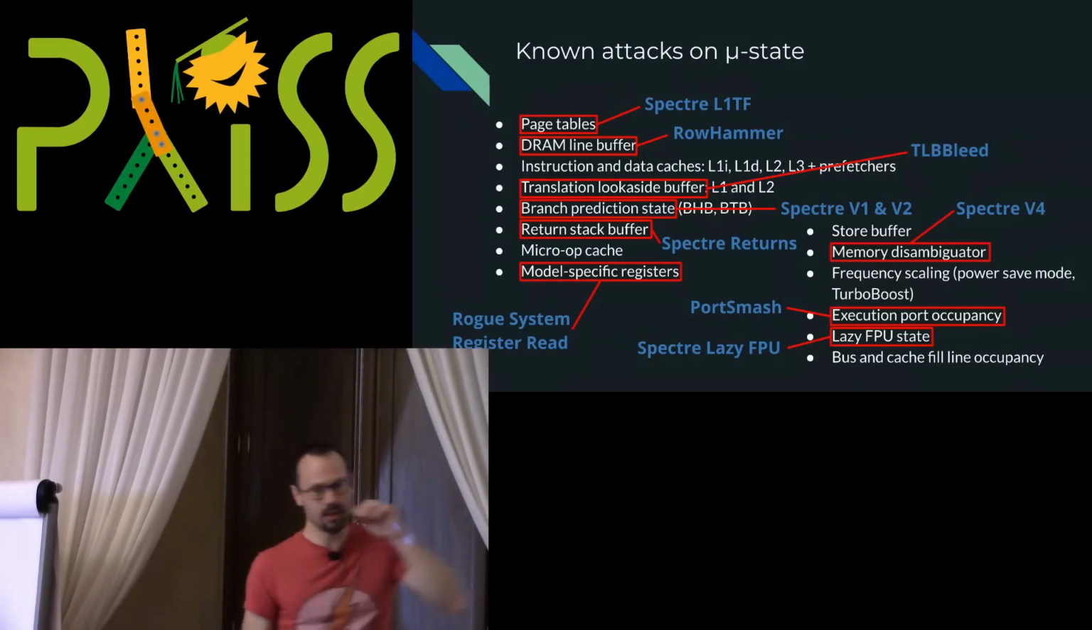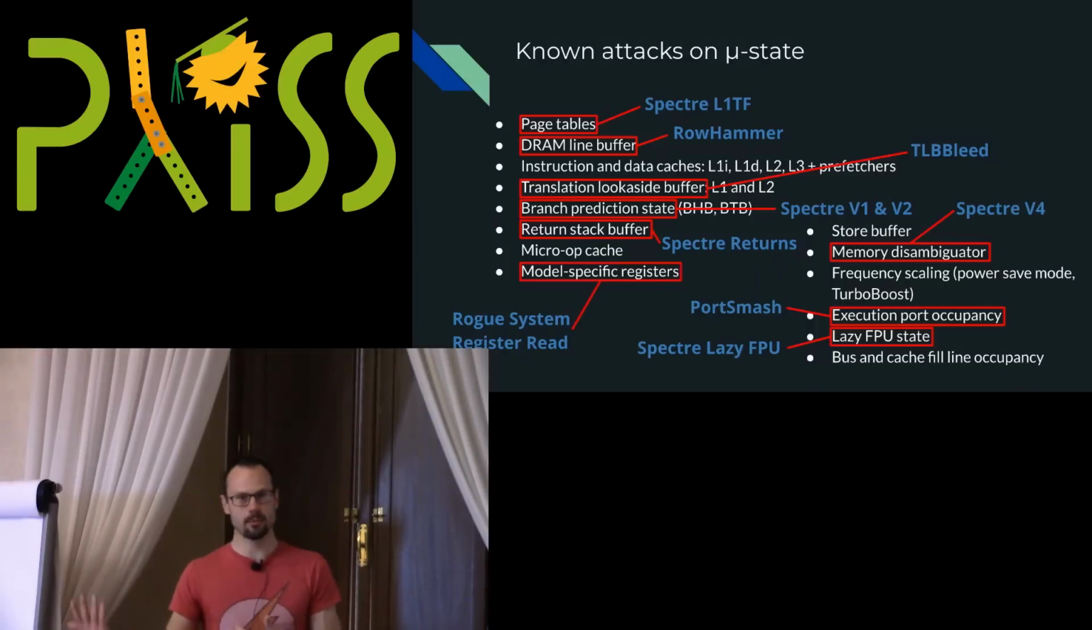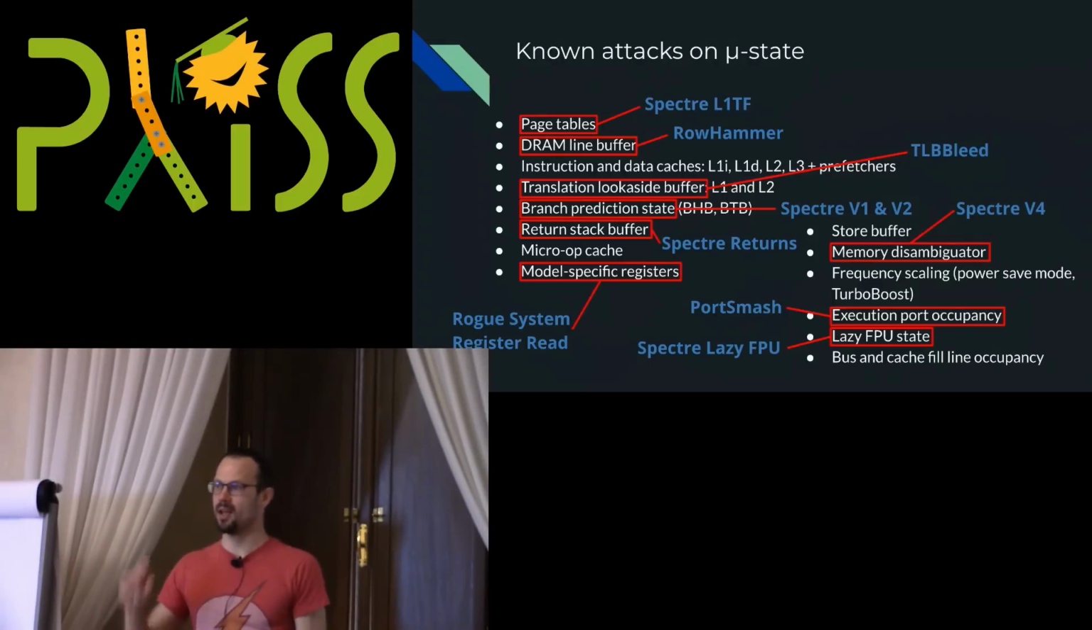So I mentioned the DRAM line buffer. Rowhammer, which is something from 4 or 5 years ago, has to do with the electrical characteristics of the DRAM. You can flip bits in memory just by reading and writing nearby things. It's kind of terrible.